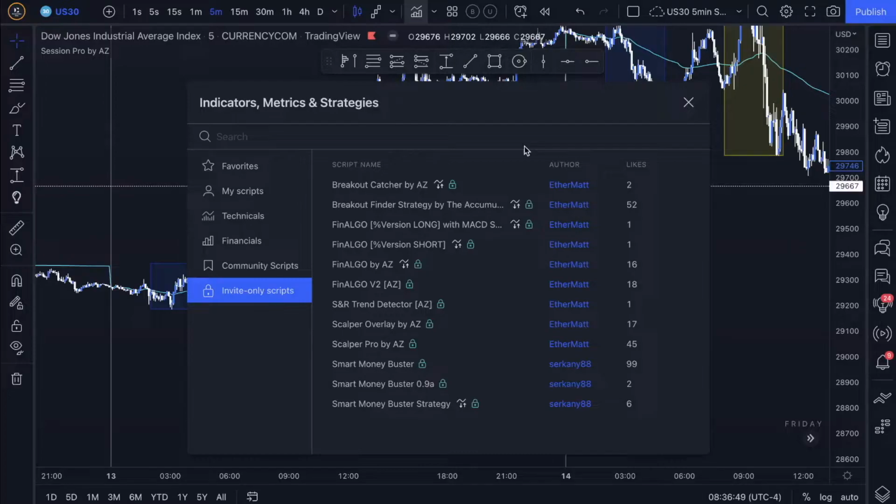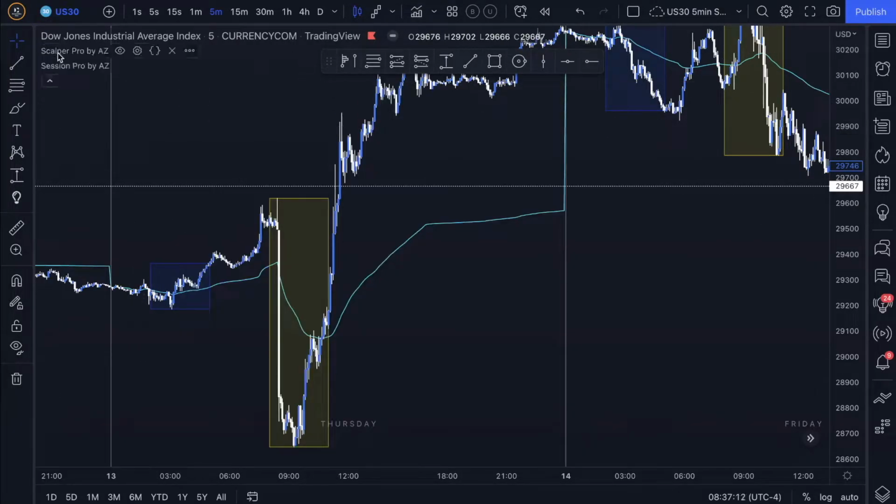The next indicator for this 5-minute or 1-minute strategy, which basically works on all time frames, is the Scalper Pro version 3.1. So if you are an Accumulation Zone VIP member or just a Scalper Pro member, you will find the Scalper Pro right here in your invite only script section. You click on the Scalper Pro, and we added this one to our chart.